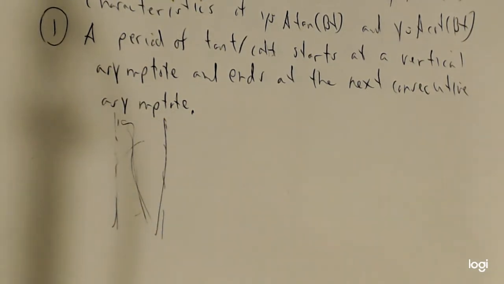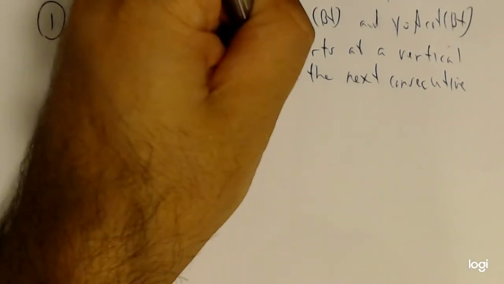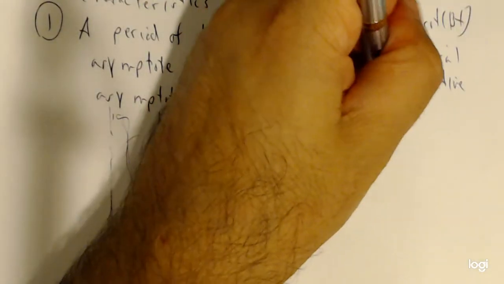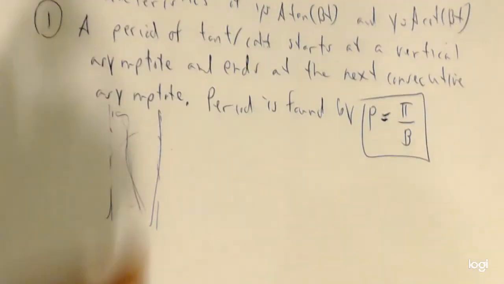So the next thing I want to talk about is that the period is found by P equals, and it's going to be very similar to sine and cosine. If you remember, for sine and cosine it was 2 pi over b. However, for tangent and cotangent it's pi over b.